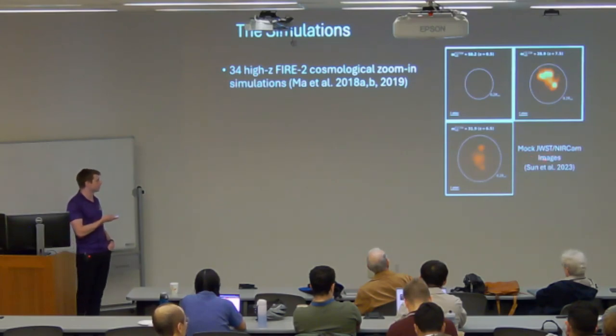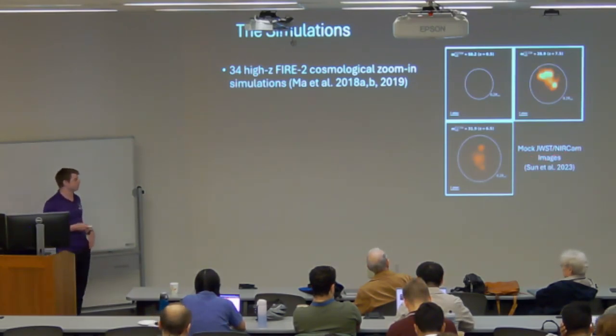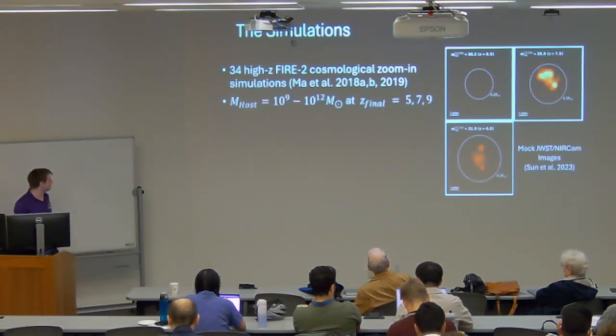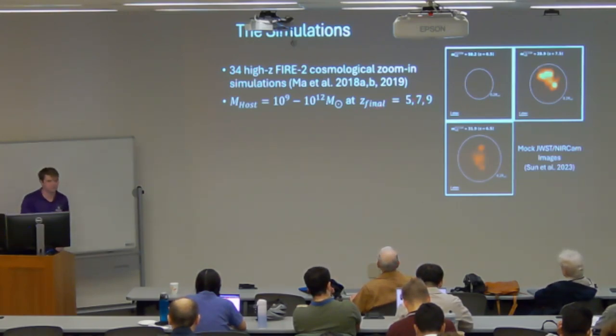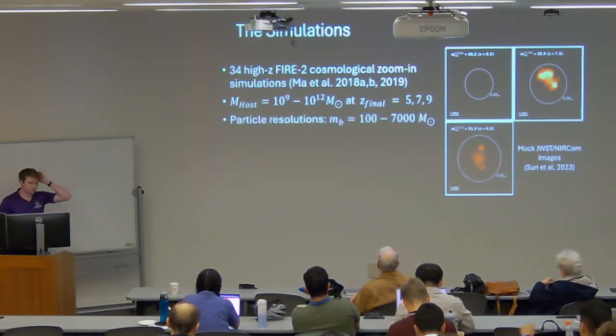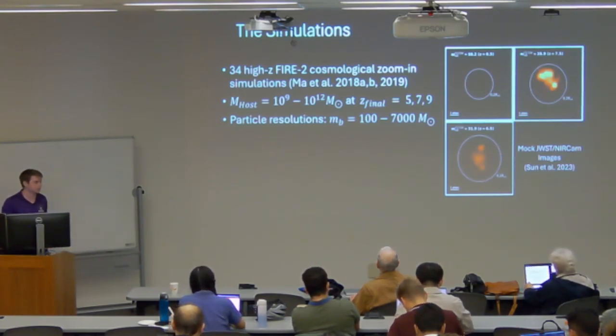But I'd just like to point out that this is the same suite of simulations that Jason Sun talked about earlier this week, where he used them to analyze the effects of bursty star formation on the high redshift UV luminosity function, as well as other observables of galaxies. These simulations have host halo masses between 10^9 and 10^12 solar masses at final redshifts of 5, 7, or 9. Most of them are run down to redshift 5. Baryonic particle resolutions in the simulations range from 100 to 7,000 solar masses, with the lower resolution corresponding to the more massive halos.